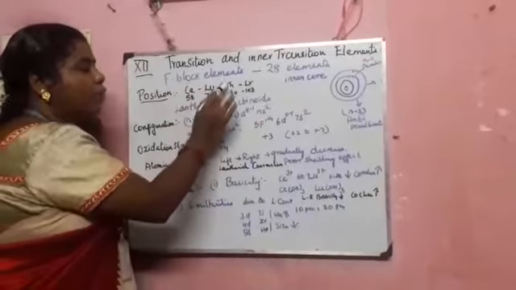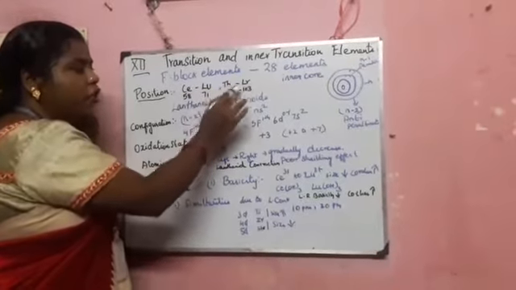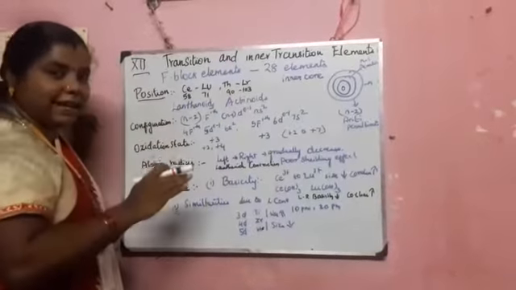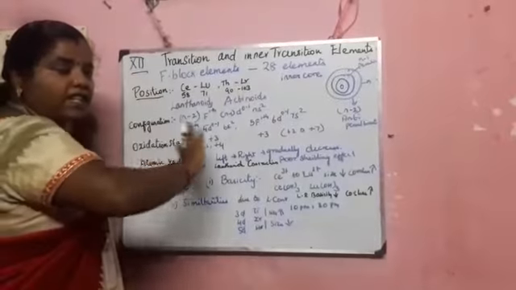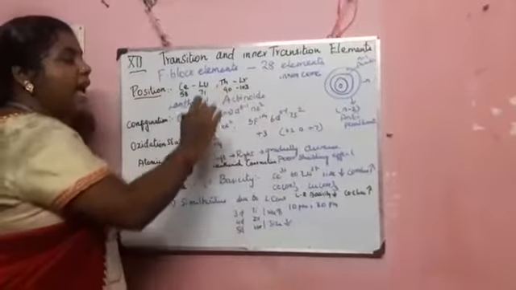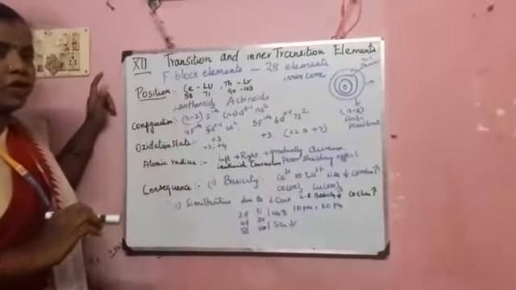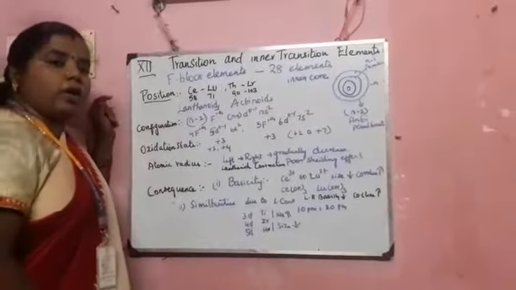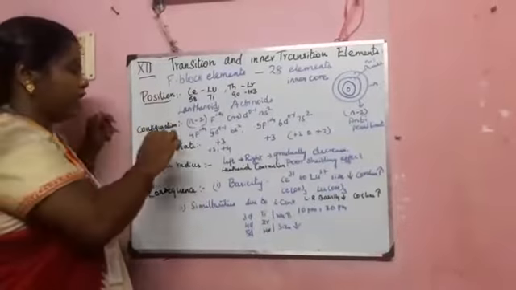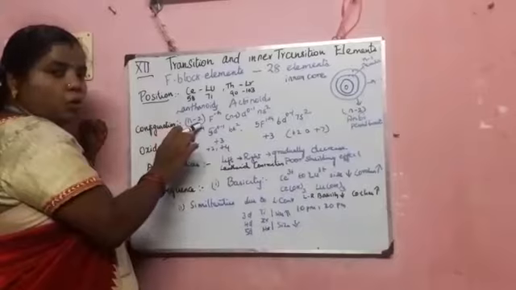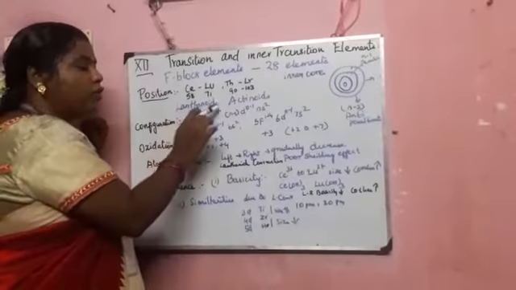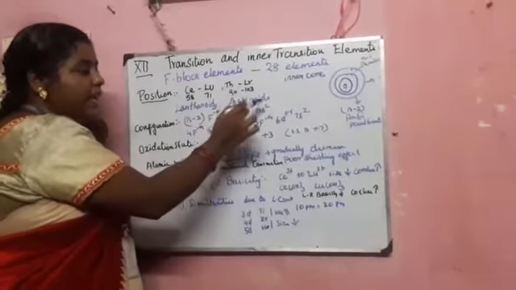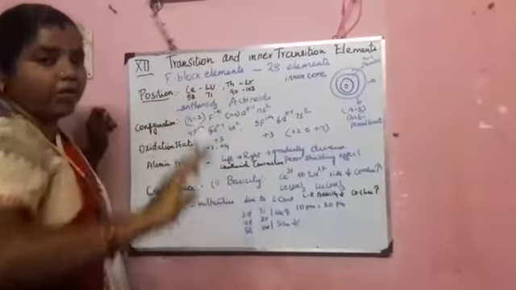It starts from thorium to lawrencium, 90 to 103. Before it, the 89th element is actinium, and the elements following actinium are called actinoids. This is the position in the periodic table. Next, let's go to the electronic configuration. The general electronic configuration is (n minus 2) f 1 to 14, (n minus 1) d 0 to 1, and ns2.